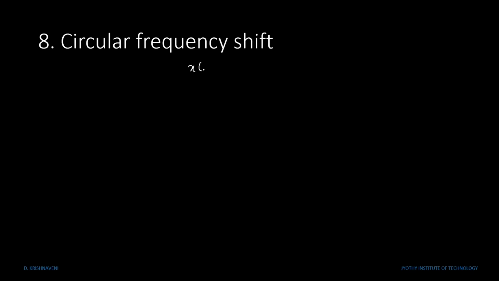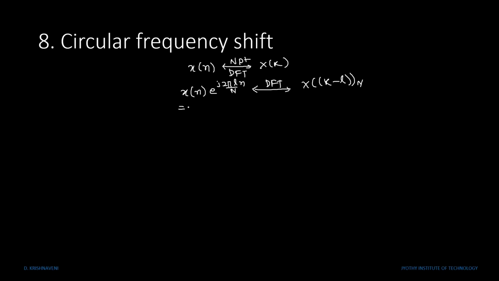So when x of n, the DFT is X of k, then x of n e to the power of j 2 pi l n by N, the DFT will be X of (k minus l) modulo N. That means shift in the frequency domain is equivalent to multiplication of exponential term with the time domain sequence. Now this we can also write as x of n e to the power of j 2 pi by N, which can be written as W_N to the power of minus 1 into ln. So W_N to the power of minus ln.